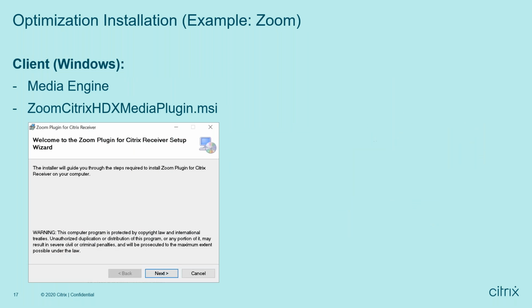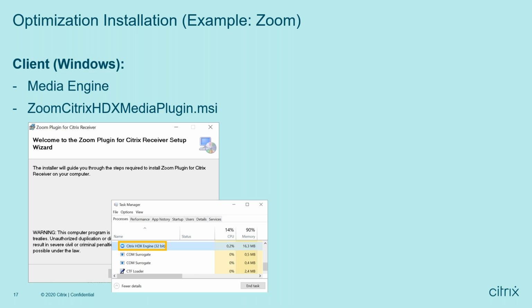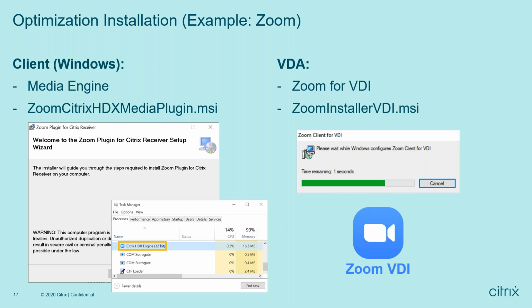Let us have a look in more detail at how it looks in Zoom. So in Zoom, you have on the Windows side the media engine, which is a Zoom Citrix HDX media plugin. If you install it and then start a Citrix session, you will notice inside your task manager that the Citrix HDX engine 32-bit is now running as well. And you can't even install the standard Zoom client on the VDA, because Zoom also needs to be aware that it can use the virtual channels to communicate with the client. So you need the Zoom installer VDI, and then you don't get the classical Zoom, you get a Zoom VDI icon.